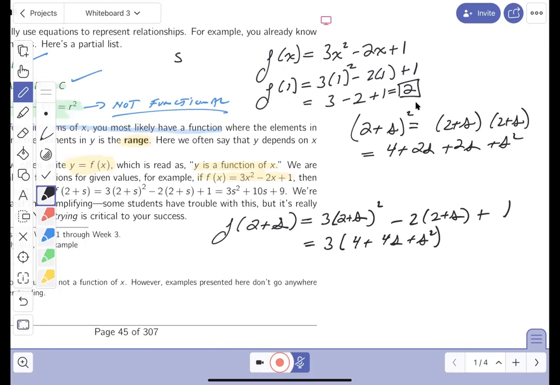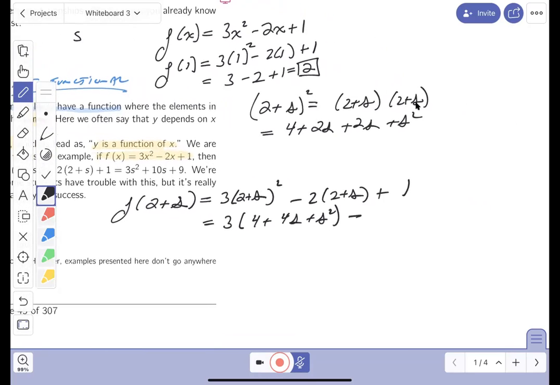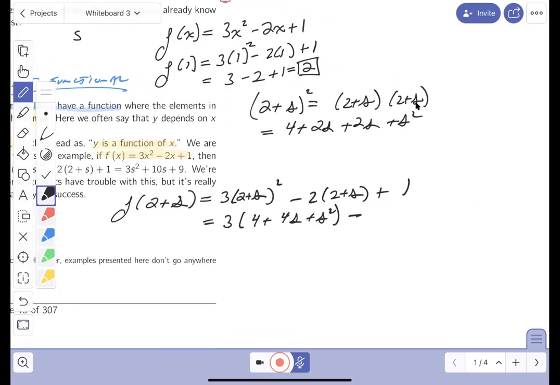All right, let's do the next one. What's the next one going to be? Well, minus 2 times 2 plus S. Well, I can do that. That's minus 4 minus 2S plus 1. Again, I'm trying to remove all the symbols that I can remove and combine like terms. Well, I have a grouping symbol to remove now. What do you get? 12 plus 12S plus 3S squared minus 4 minus 2S plus 1.